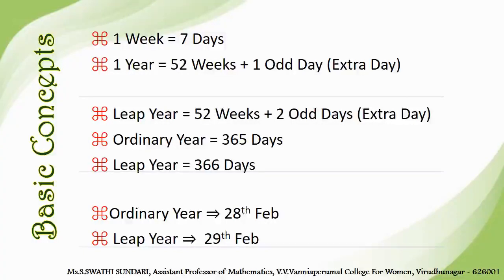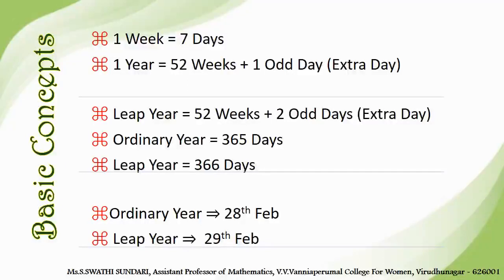One week has 7 days and 1 year has 52 weeks plus 1 odd day. Here, an odd day is nothing but 1 extra day in a year. This is for a normal year. In case of a leap year, we have 52 weeks and 2 odd days.